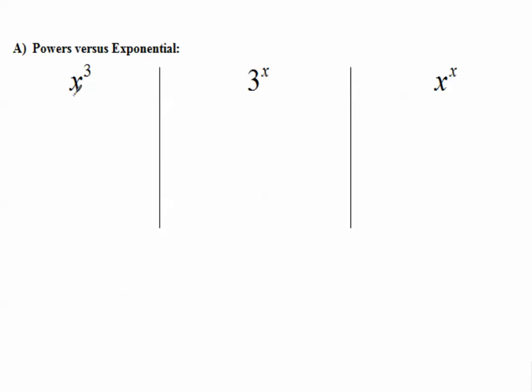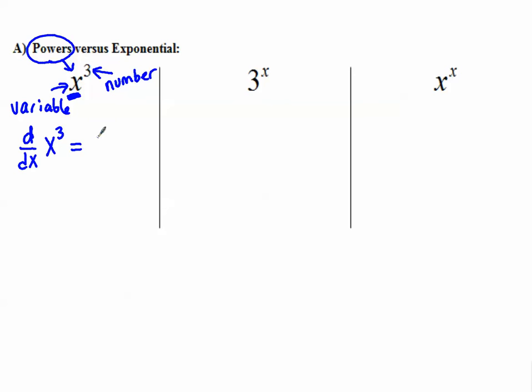X to the third. In this example, the variable is the base. That's the variable. The number is the exponent. This is a power, okay? Power looks like this. That's when we use our power rule. So if I am taking the derivative with respect to x of x cubed, I use my power rule. Multiply by the exponent, subtract 1 from the exponent.